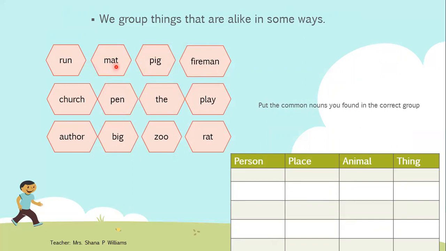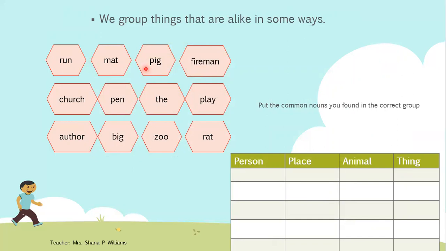Mat, M-A-T, mat. Is mat the name of a person, place, animal, or thing? Very good. Mat is the name of a thing. So in your books, you are going to write mat under the heading thing.